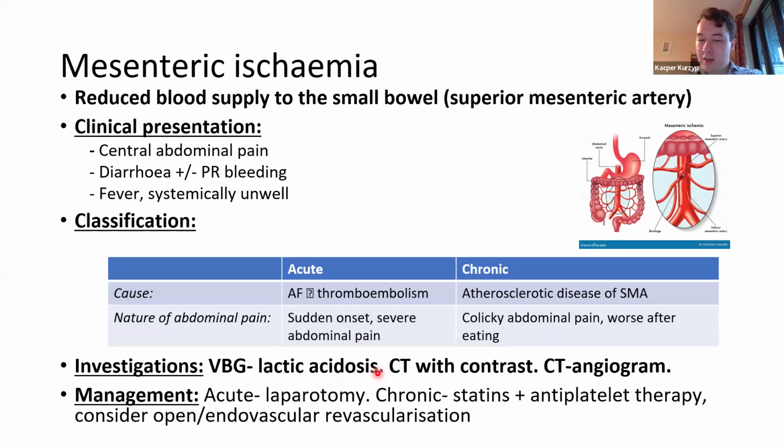Now, on investigations, the important first line bedside investigation is the VBG, which will show you marked lactic acidosis. And for imaging, the gold standard is CT with contrast, primarily CT angiogram to visualize the vasculature. Now, the management in the acute setting will be laparotomy. Most likely you will want to excise that necrotic bit of bowel. And chronic will be your management of cardiovascular risk factors.